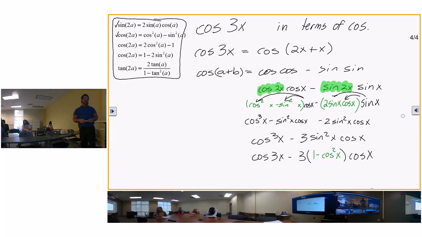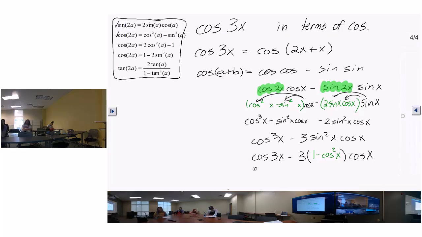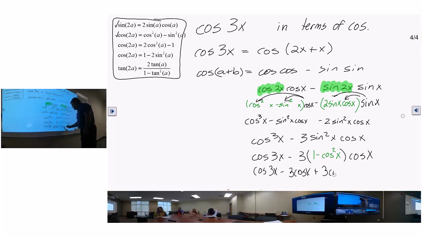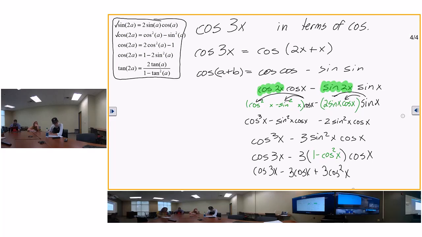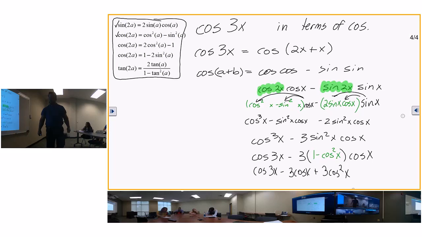So distribute the cosine, and that's going to give you cosine of 3x minus 3 cosine of x plus what? 3 cosine squared what? Of x. Combine like terms. 1 cosine of 3x minus 3 cosine of 3x is negative 2.